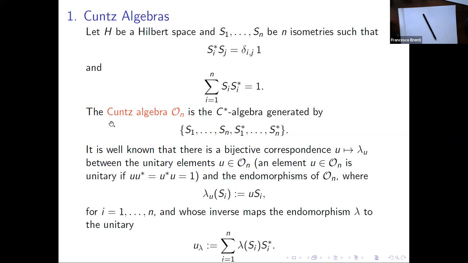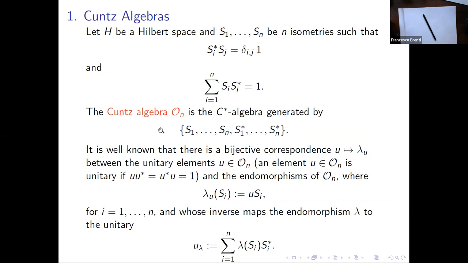So Cuntz algebras. You take a Hilbert space H and you take n isometries, S1 to Sn, that satisfy these relations. Si star Sj is delta ij times the identity. And then the sum for i from one up to n of Si Si star is the identity. Now, of course, you have to prove that such an object exists, and this can be done in several ways. Such an object does exist, and it depends only on n. And the Cuntz algebra On is the C-star algebra generated by these isometries and their adjoints, S1 to Sn, S1 star to Sn star.